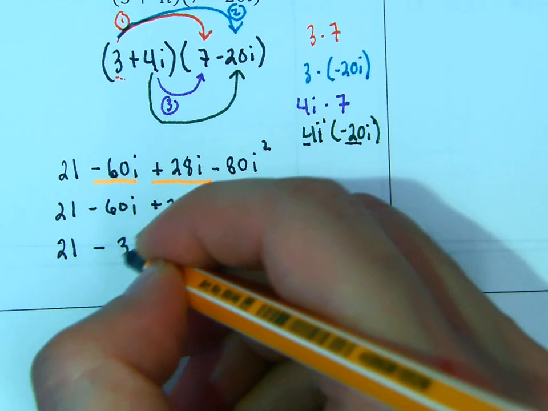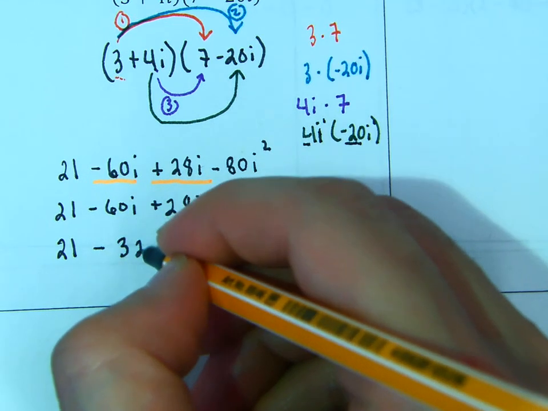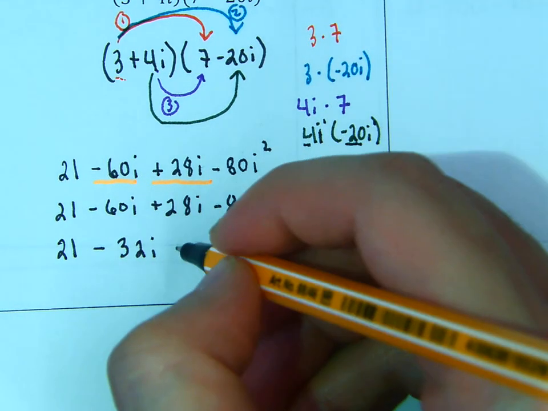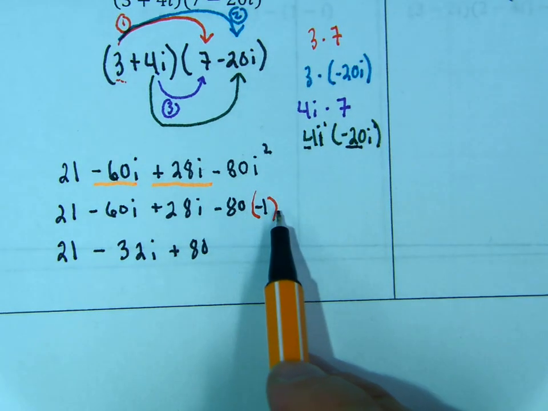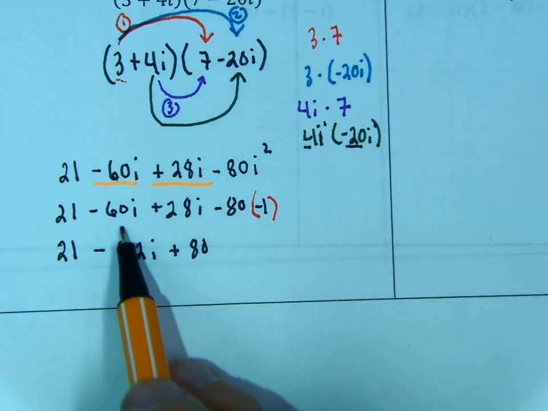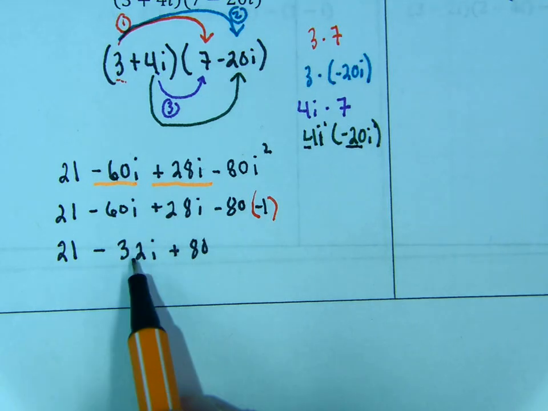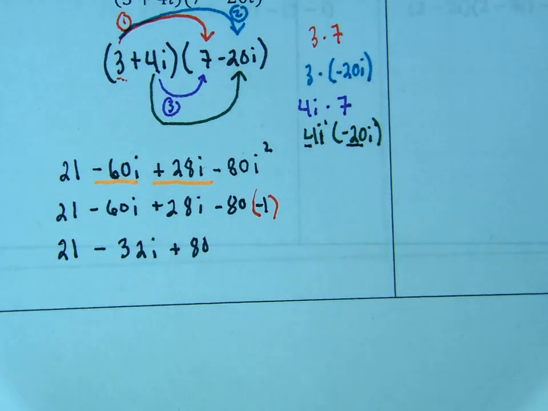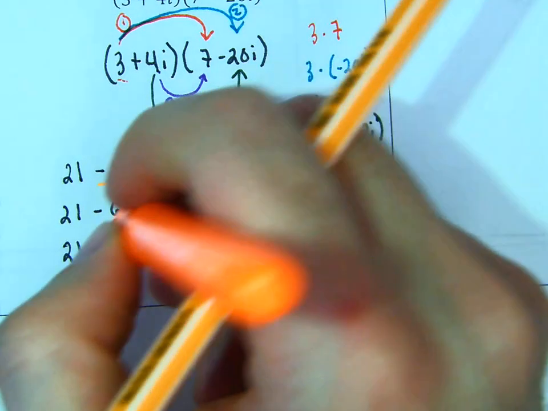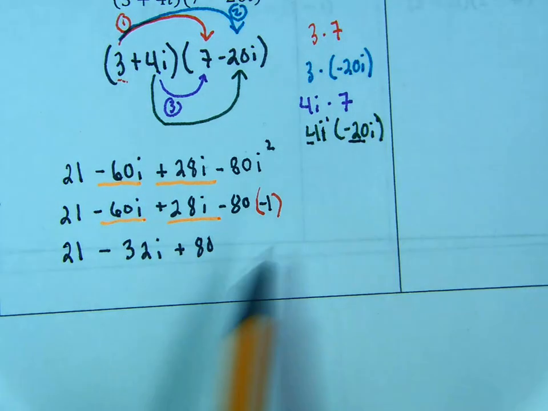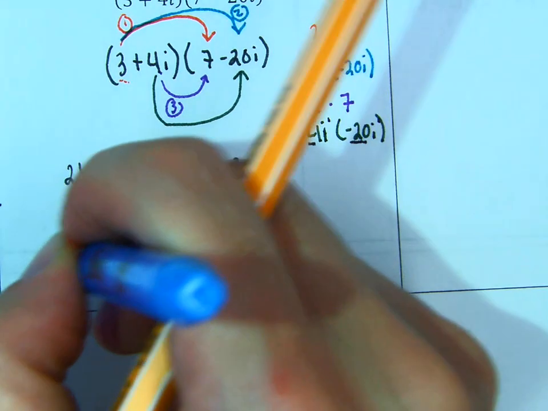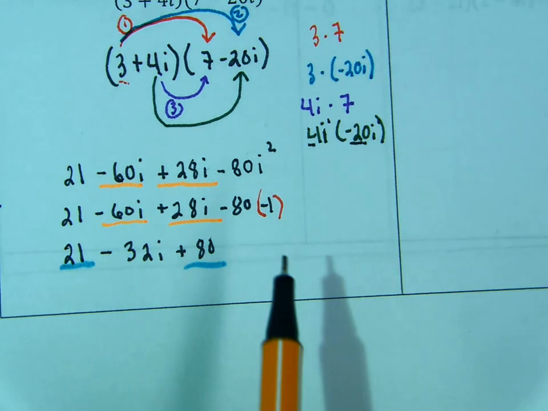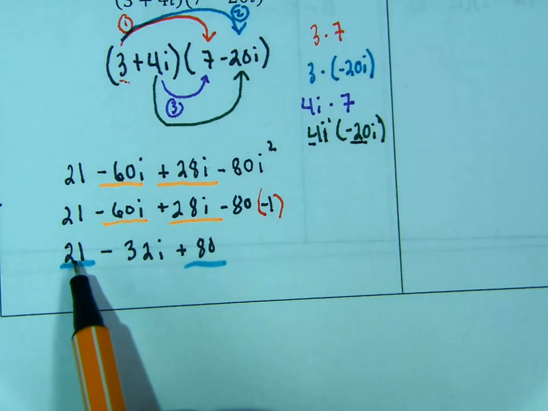This will be negative 32i. And notice this is plus 80, right? Because negative 80 times negative 1 is positive 80. So notice that we combined these two, and now which other two? Let me just highlight this. We combined this one and this one, and then we could also combine which ones? We can combine the 21 and the 80. And notice what's 21 plus 80?